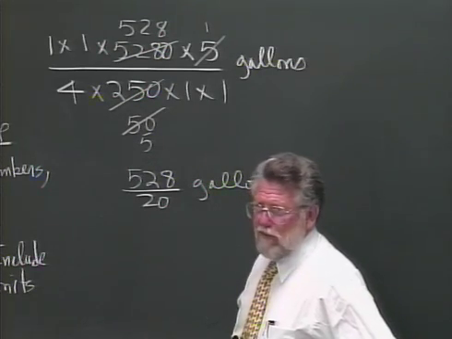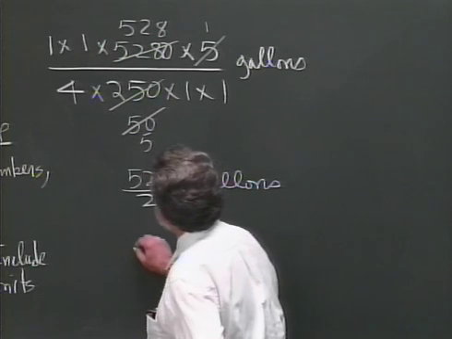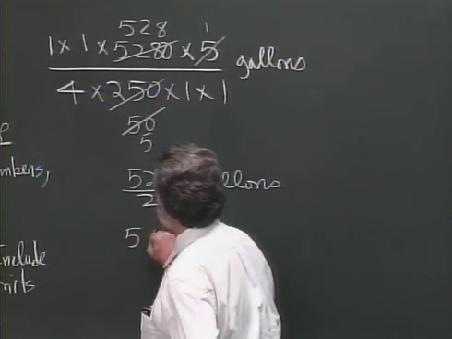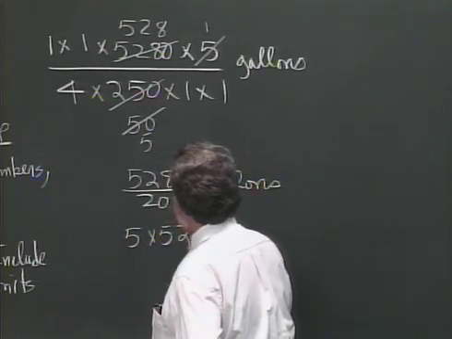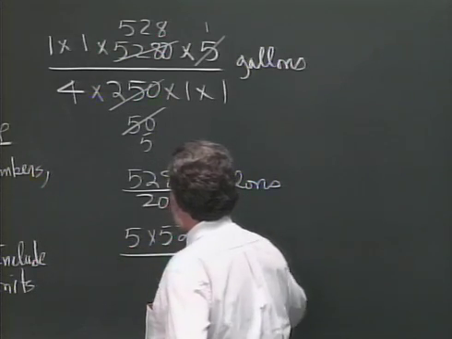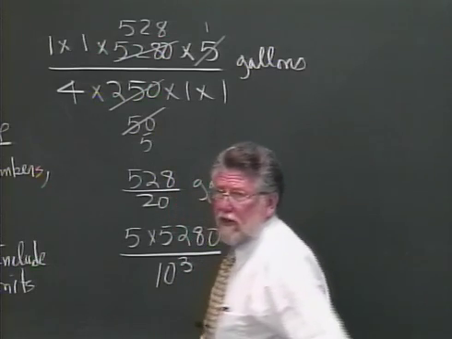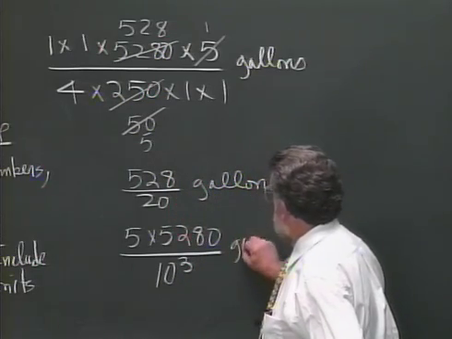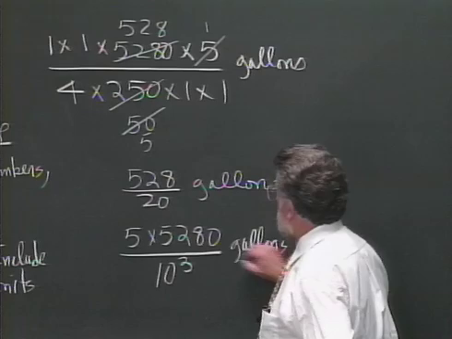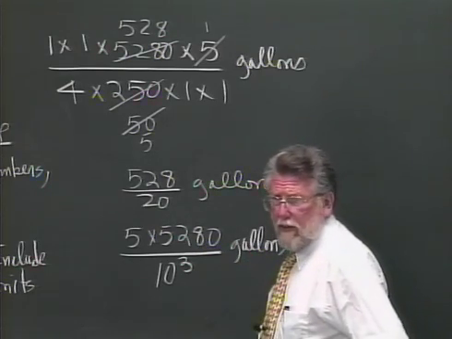4 times 250 is 1,000. So you could have done this. Now, why would I be interested in 1,000? Because it's 10 to the third, and whatever I get here, I can just move the decimal 3 places to the left.